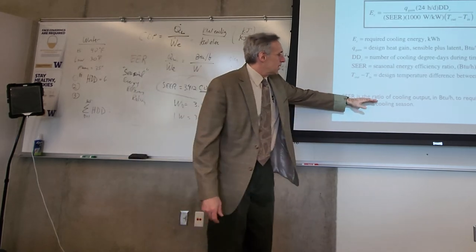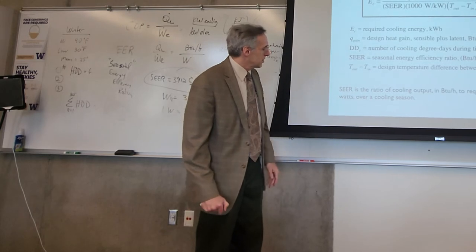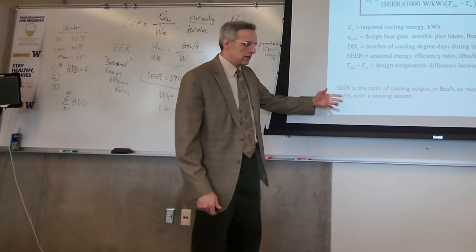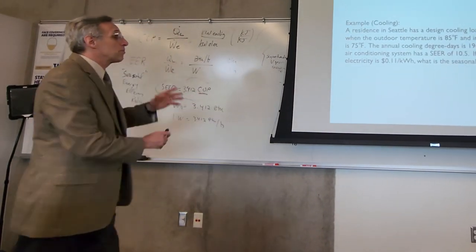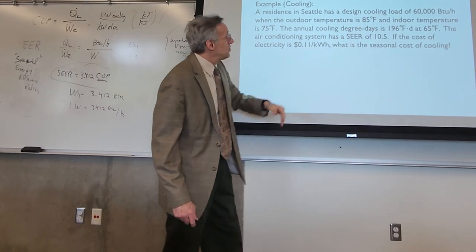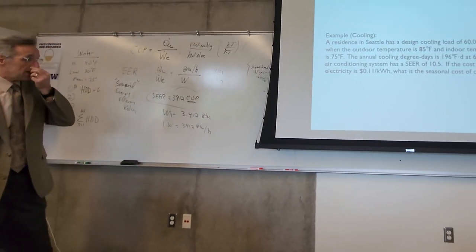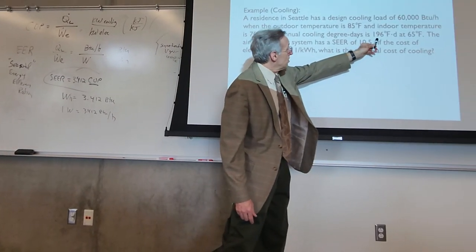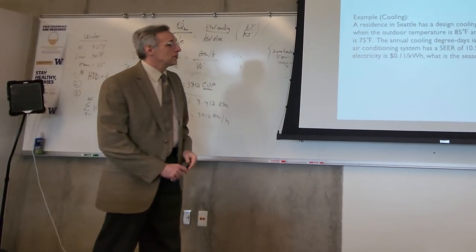Okay, so this is over a cooling season, as opposed to the whole... I'm not really sure how that makes it different. So here's another example of Seattle. Cooling load, 60,000 BTU per hour when it's 85 outside, you want it to be 75 inside, so 10 degree difference. Seattle annual cooling degree days is 196, not very much, one of the lowest in the US.